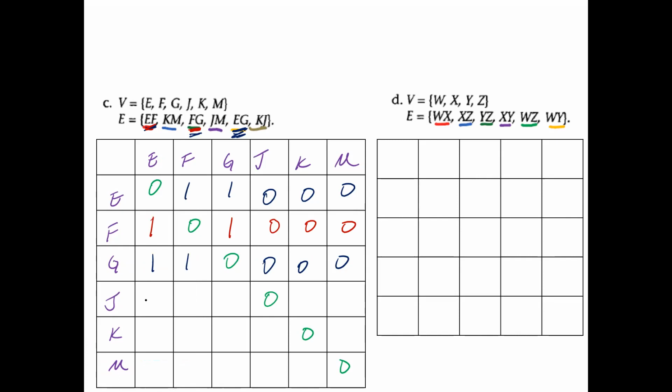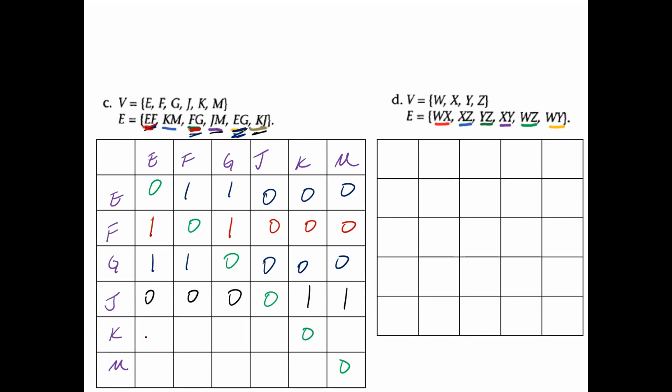Now we're going to go on to J. So JE, nothing. JF, nothing. JG, nothing. JK, there's one. JM, there's another one. Then let's take a look at K.